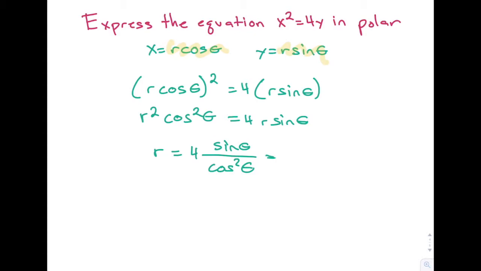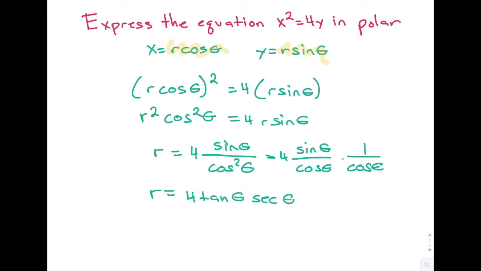And just to see what's happening here, I'll rewrite this as sine theta over cosine theta times 1 over cosine theta. So r equals 4 tangent theta secant theta. And these two equations, x squared equals 4y and r equals 4 tangent theta secant theta, are equivalent in the two coordinate systems. Going the other direction may sometimes require a little bit more thought.